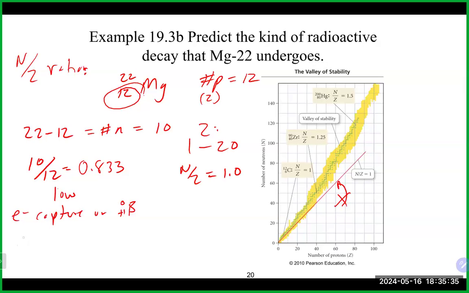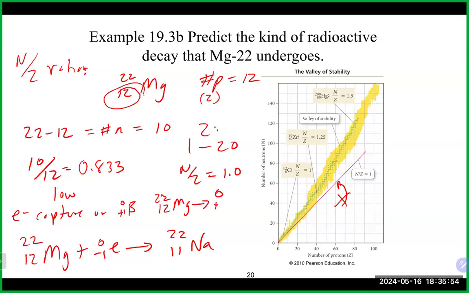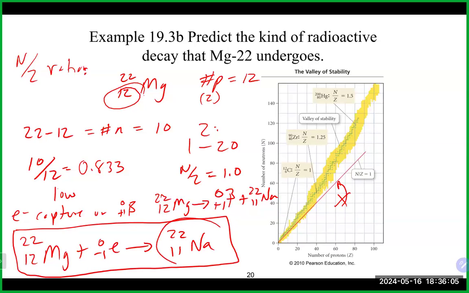So if we took our magnesium-22 with atomic number 12, did a little electron capture, that's going to give us sodium-22 with atomic number 11. Again, you could also have done the positron emission, magnesium-22 going to a positron, 0 plus 1, and that will get you sodium-22 with atomic number 11 in this case. So this is what should happen in this decay process. We should produce sodium.